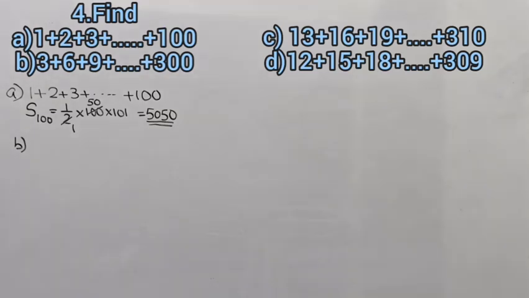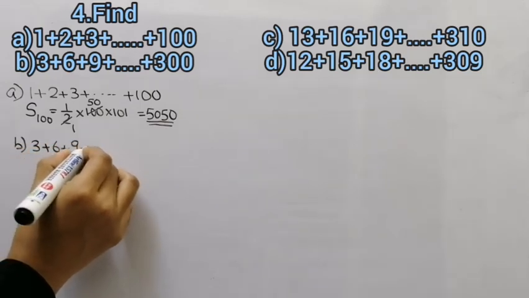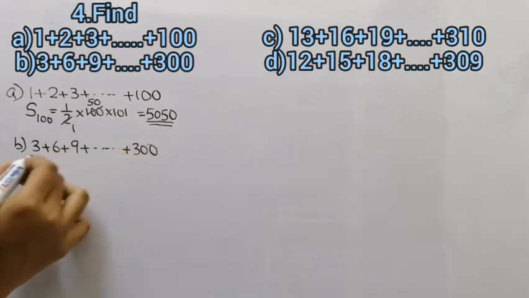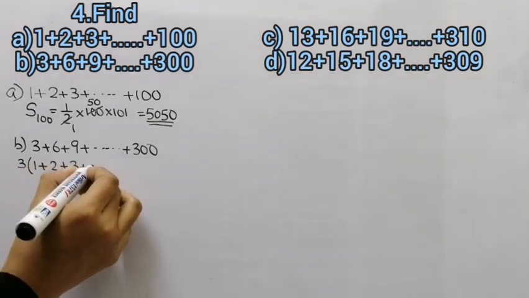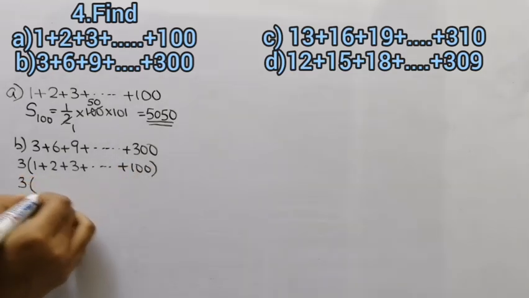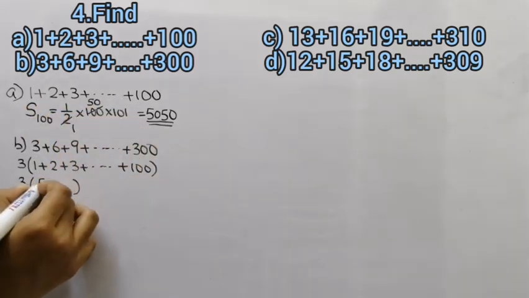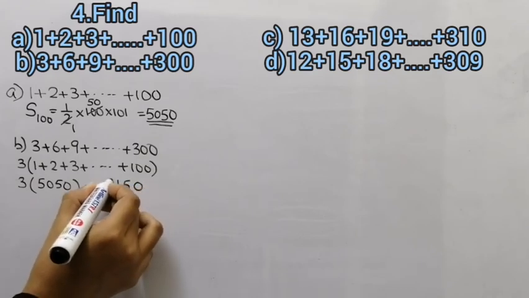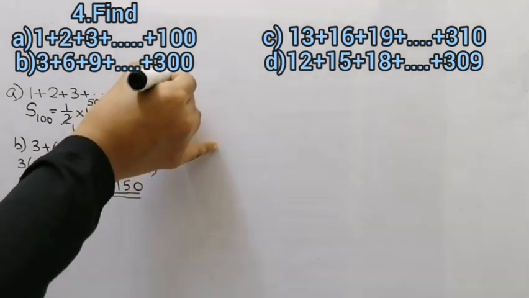3, 6, 9 up to 300. Yes, we know that these are divisible by 3. So 3 ones are 3, 3 twos are 6, 3 threes are 9, 3 into 100 is 300. So again, these are natural numbers starting from 1 to 100. We already know the sum of them is 5050. So what is the answer? 15150. Okay, now moving on to C bit.